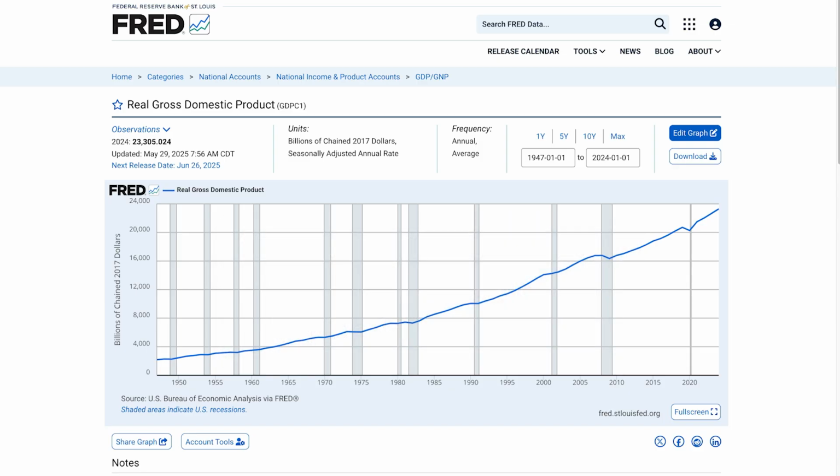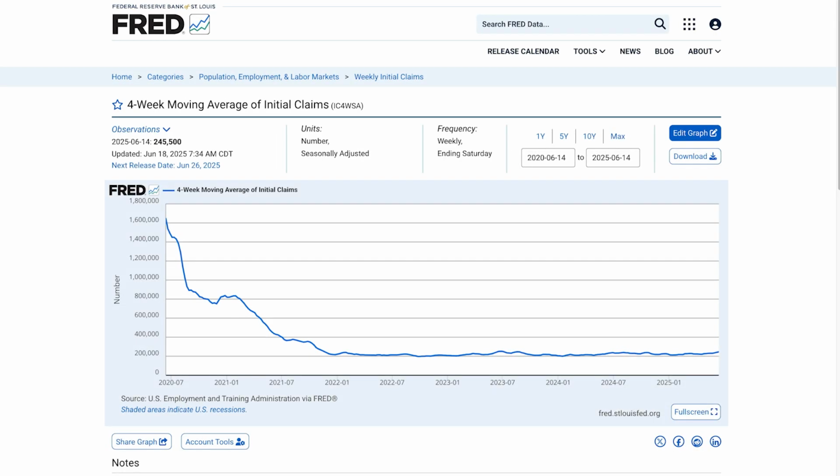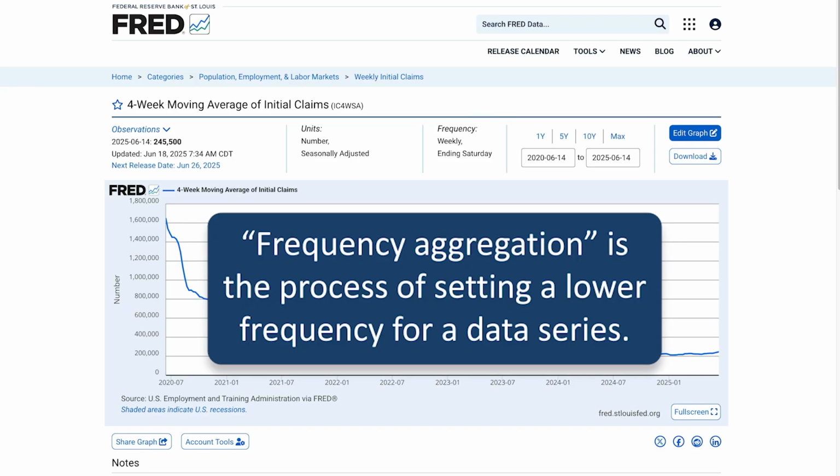Frequency refers to how often data are collected and added to a data series. It could be low, as in once per year. It could be high, as in once per week. Frequency aggregation is the process of setting a lower frequency for a data series.